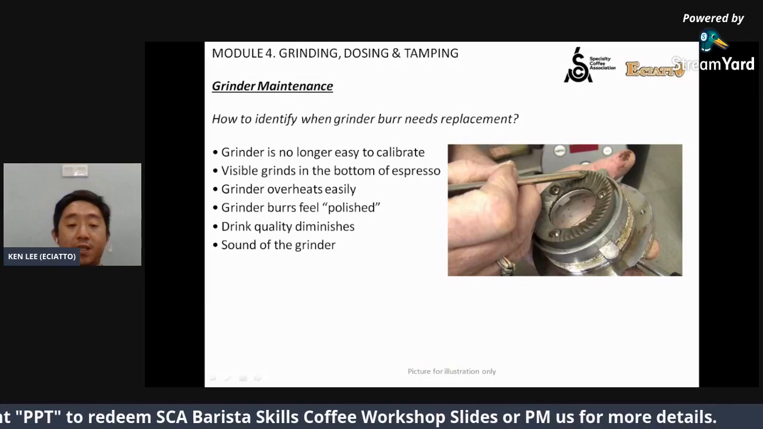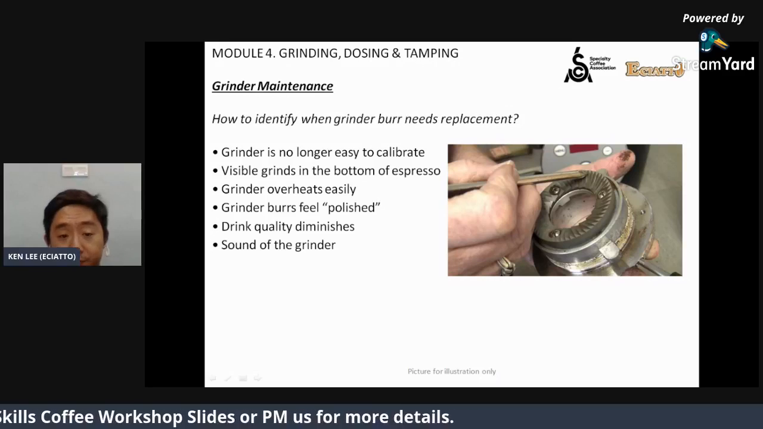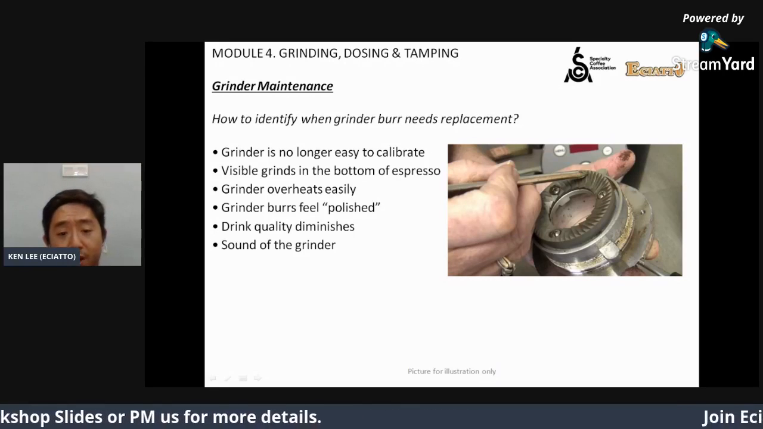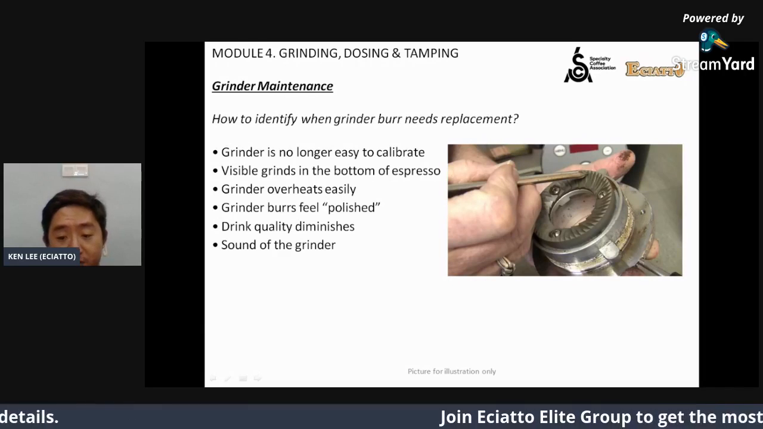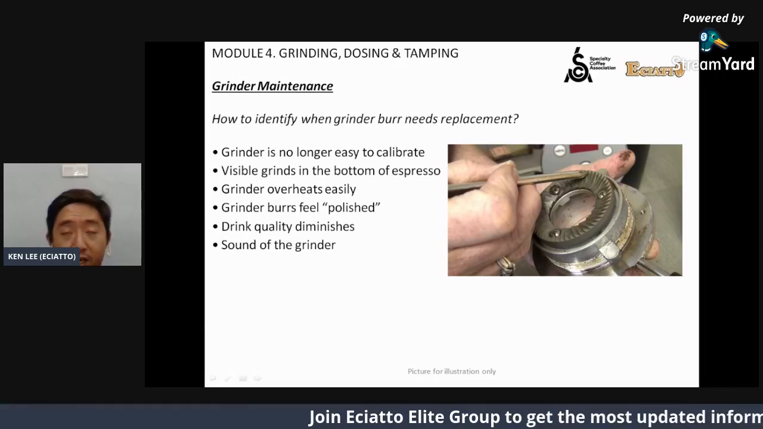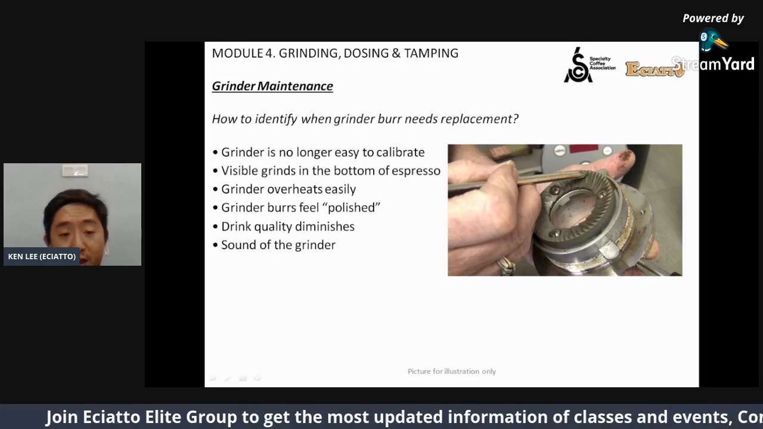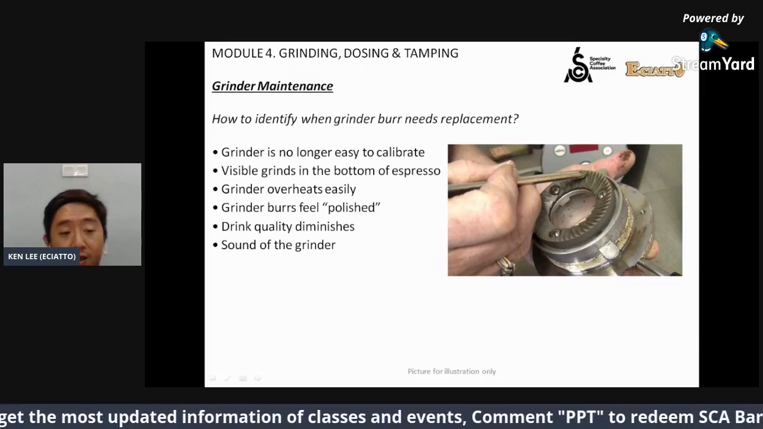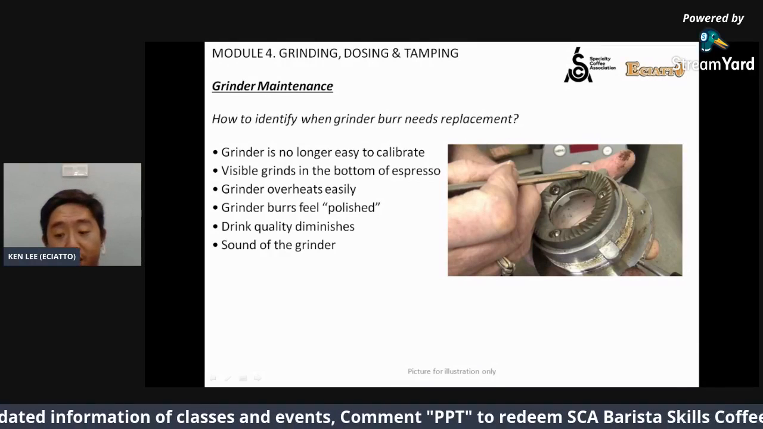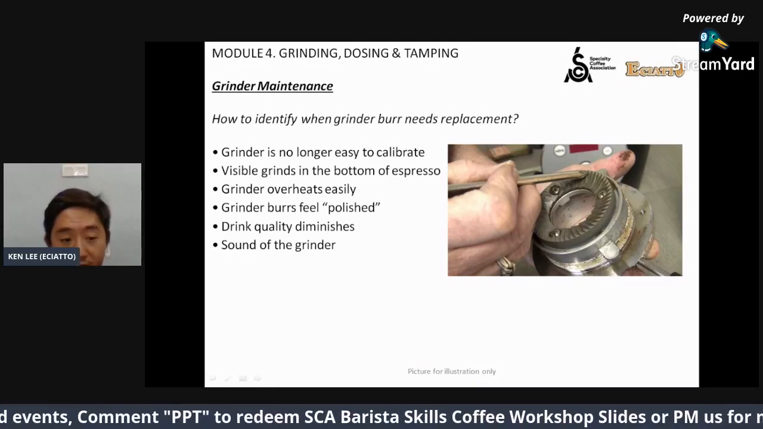For those who have a grinder at home, how do you know when it needs attention? Some of you may have used yours for quite some years, but you don't really change or service your grinder. So these are some of the signs that you need to change the burr, either clean it or do some maintenance on it.